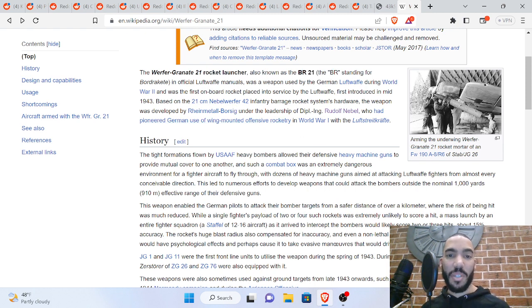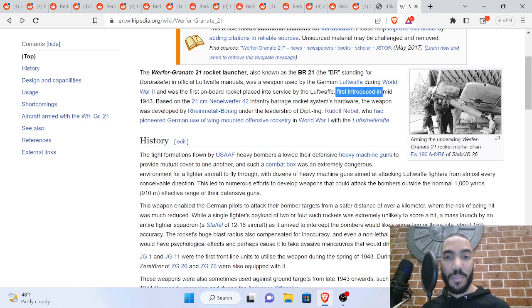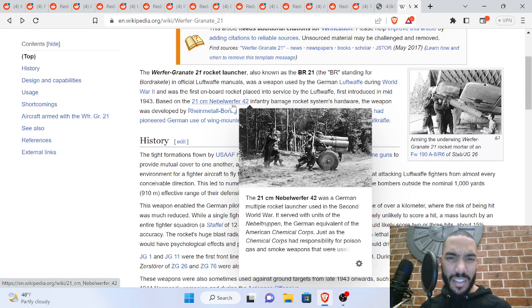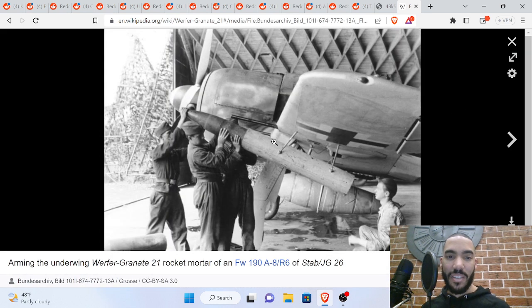It was a weapon used by the Luftwaffe during World War II and was the first onboard rocket placed into service by the Luftwaffe. First introduced in mid-1943, based on this infantry rocket. It was aimed specifically at trying to knock out heavy bombers. You can see them loading it here. It is literally just one giant rocket loaded into one giant loader.